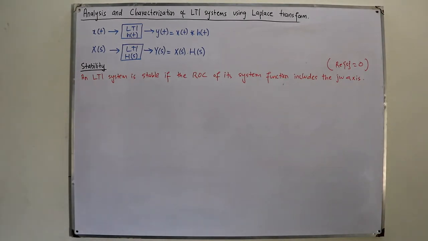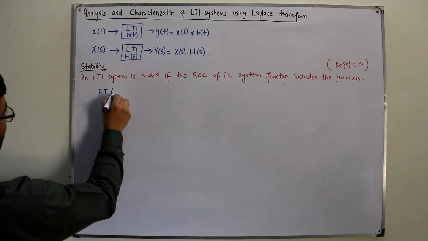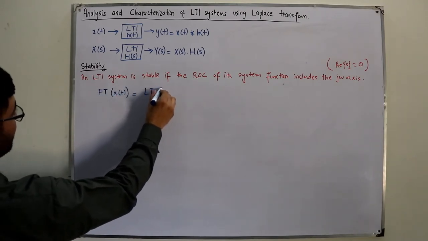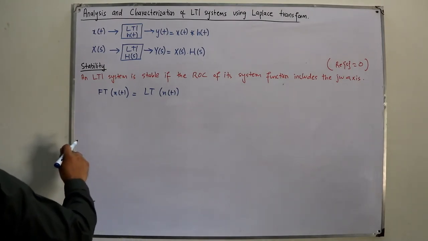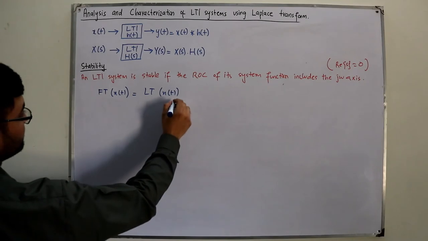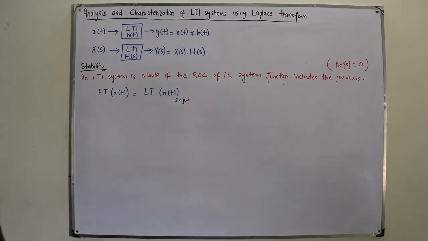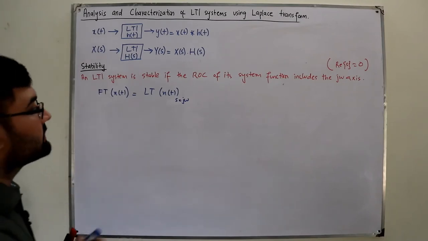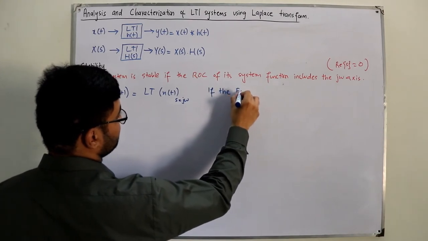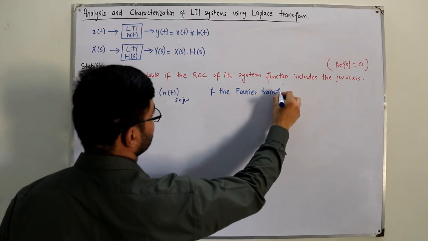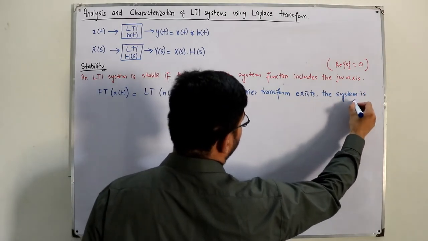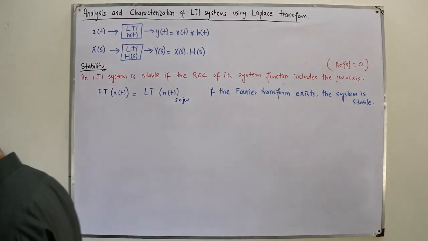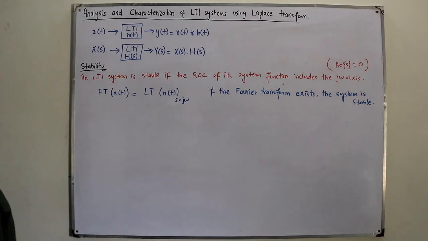So if the Fourier transform exists, the system is stable. Because the Fourier transform of x of t is the Laplace transform of x of t calculated at s equal to j omega. So if the Fourier transform exists, the system is stable. Let us have some examples.